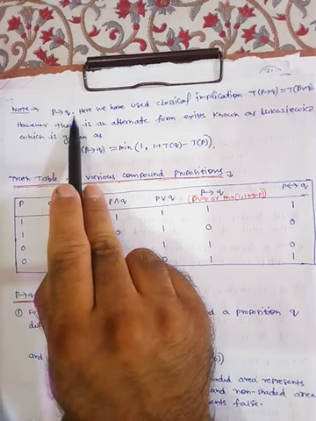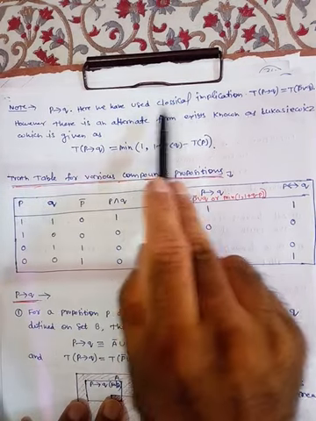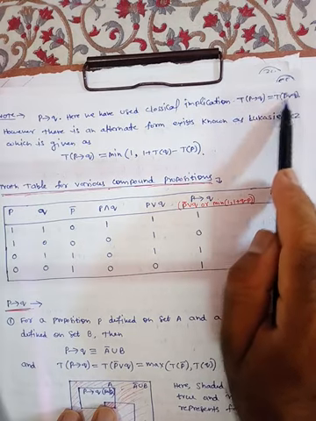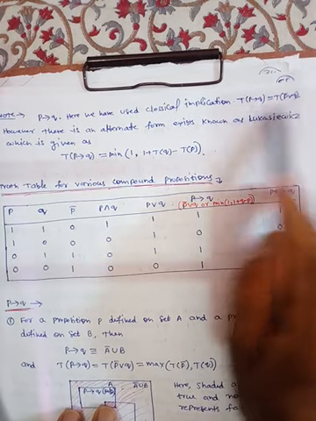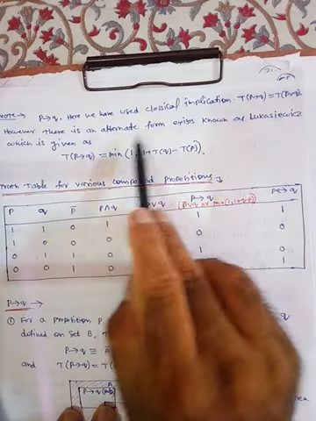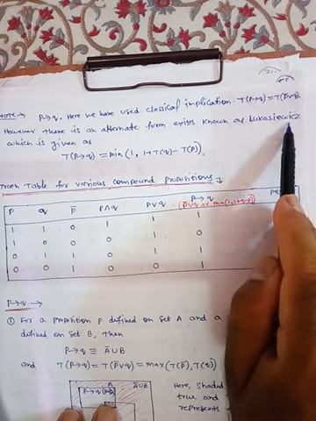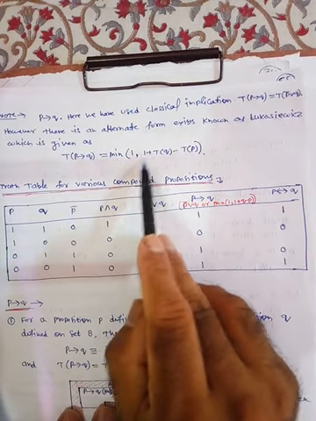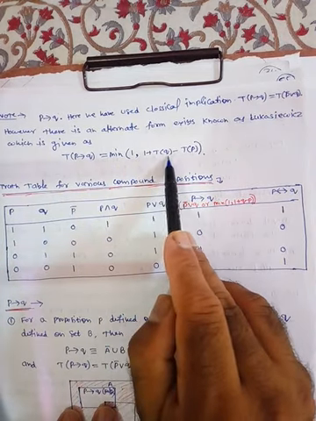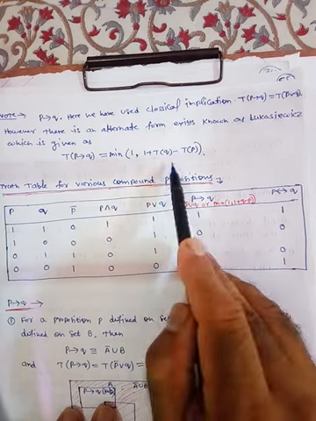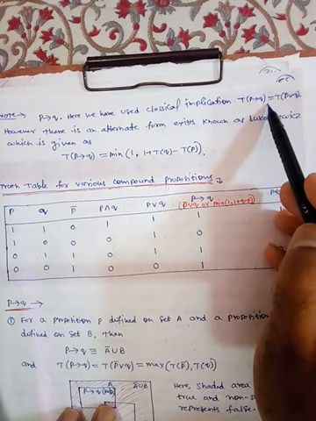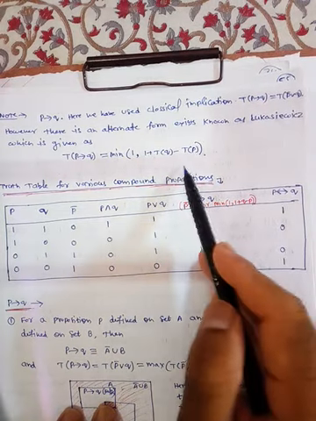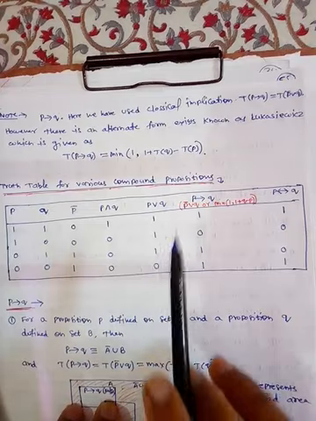P implies Q. Here we have used classical implication. P implies Q means P bar join Q. This is classical. However, an alternate form exists, known as Lukasiewicz, which is given by minimum of 1 or 1 plus TQ minus TP. This is an alternate way. So either you can calculate the truth value with the help of classical logic or with the help of Lukasiewicz implication.